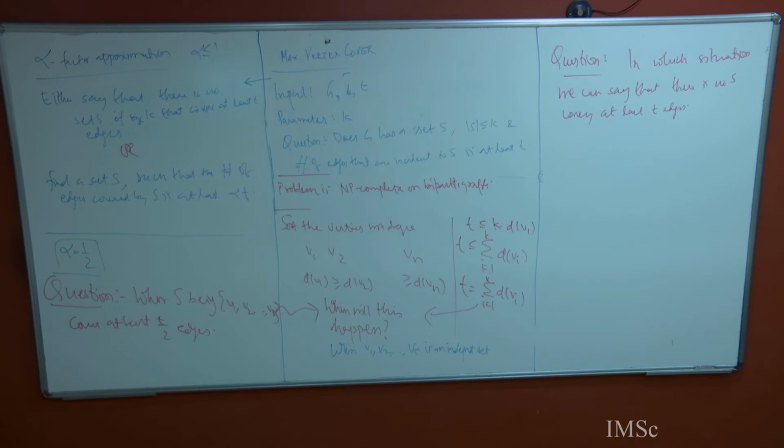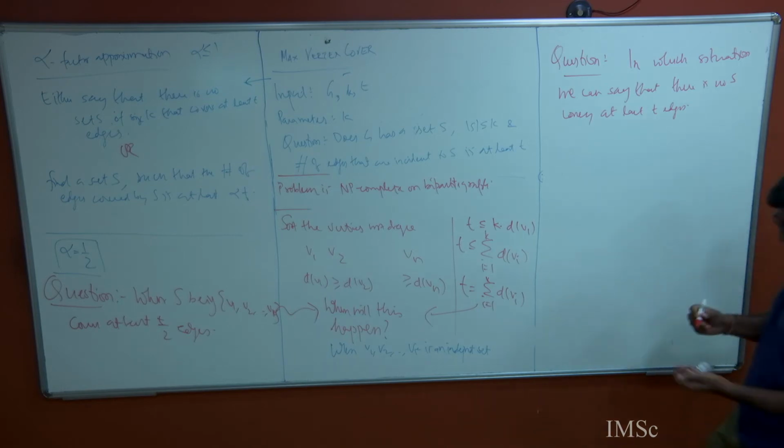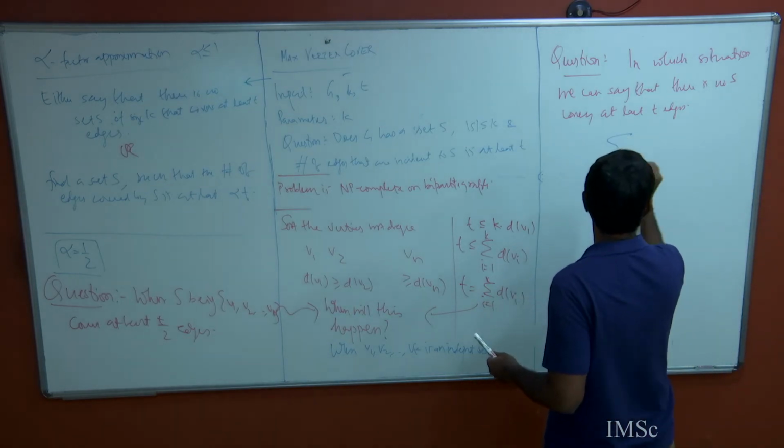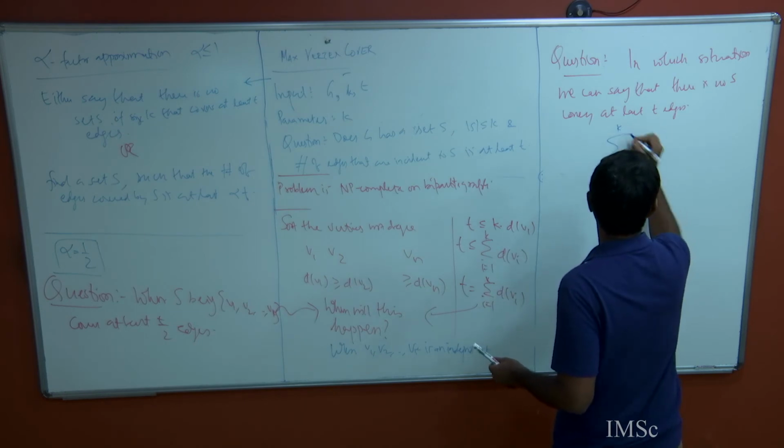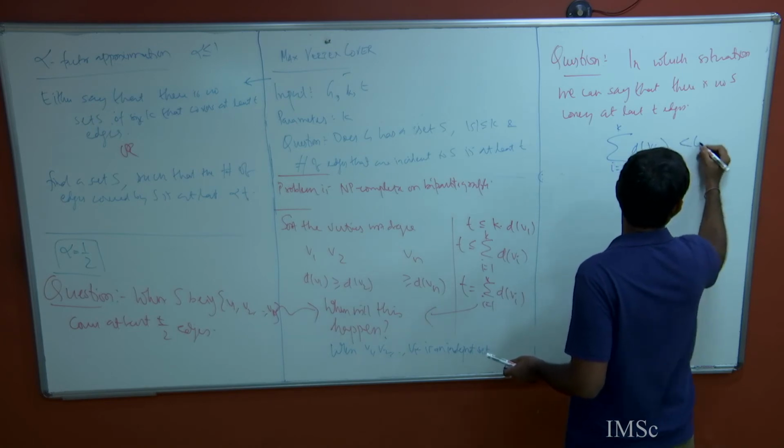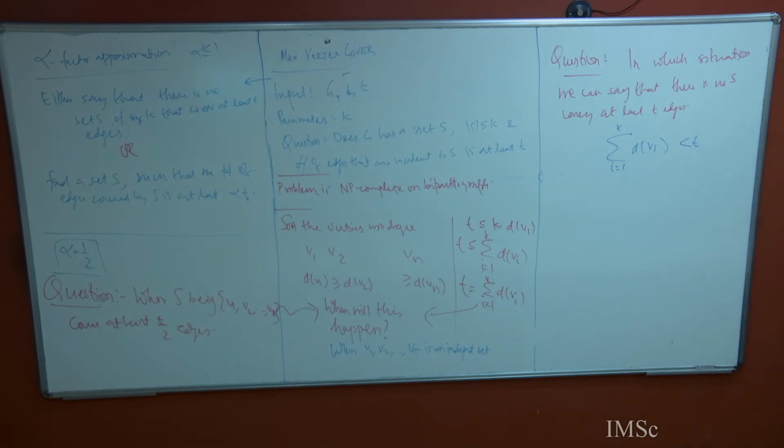I asked you to cover too much. When can you conclude that I asked you to cover too much? If the sum of the top K degrees is less than T, then can you really cover more than T edges? Even after overcounting, I cannot cover more than T edges. How on earth do you expect me to cover more than T edges? So if this situation happens, then you can definitely say that you are not covering.